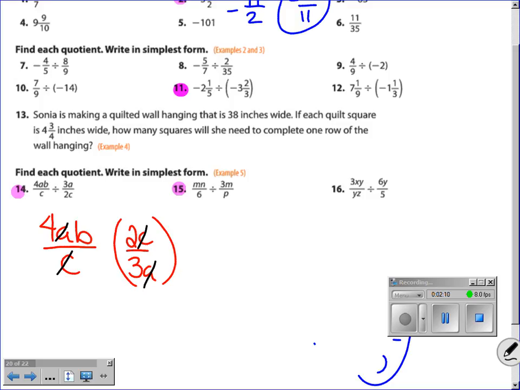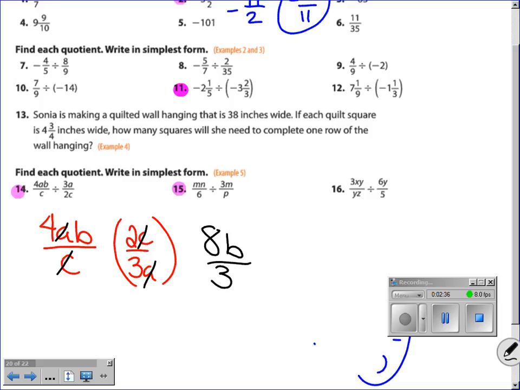So 4 times 2 is 8. B times no other variables is B. Nothing times 3 is 3. But I don't want to leave it like this. So what would be my final answer for this one? How would I want to write this one out? What do you think? 2 and 2/3 B.